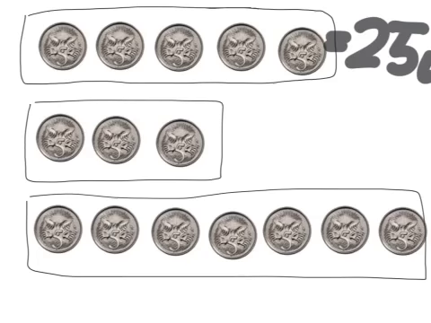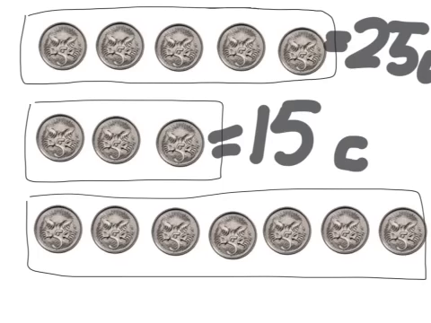Okay, let's have a look at the next collection of 5-cent coins here. So we skip count in fives. 5, 10, 15. So that equals 15 cents. So we put a C after it.